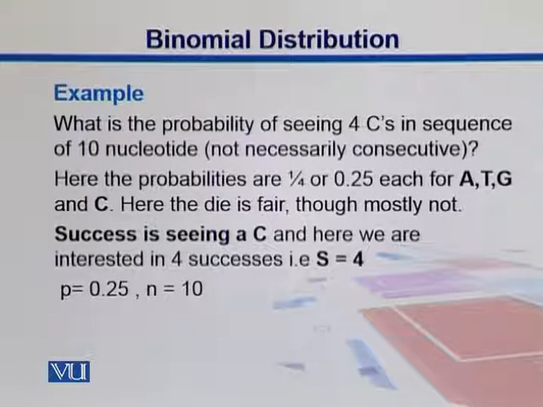So here the die is fair. But in most cases it's not. Sometimes, as we have seen earlier, nature places some nucleotides most often at some places. Success here is seeing a C, and here we are interested in 4 successes. So S is equal to 4, P is equal to 0.25, and N is equal to 10.